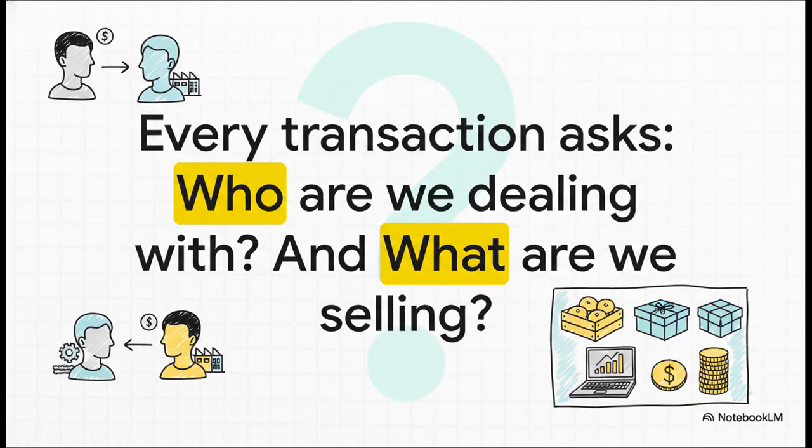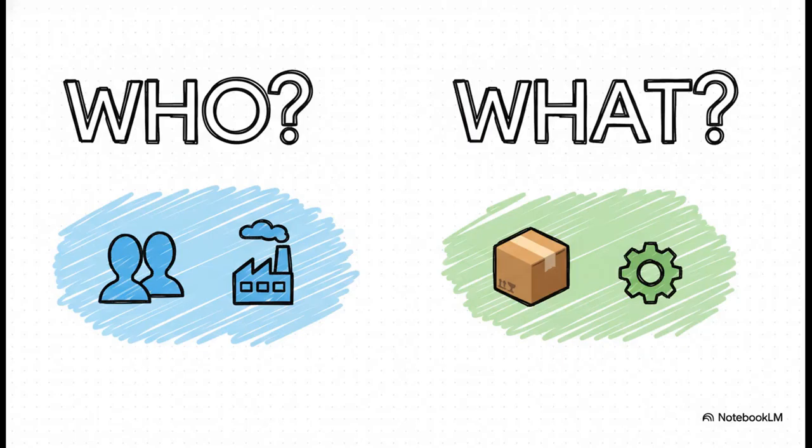Think about any transaction you make. You buy a coffee. Who are you dealing with? The coffee shop. What are you buying? A latte. Business Central, at its core, uses this exact same logic for every single thing that happens in the system. And here's how it does it.